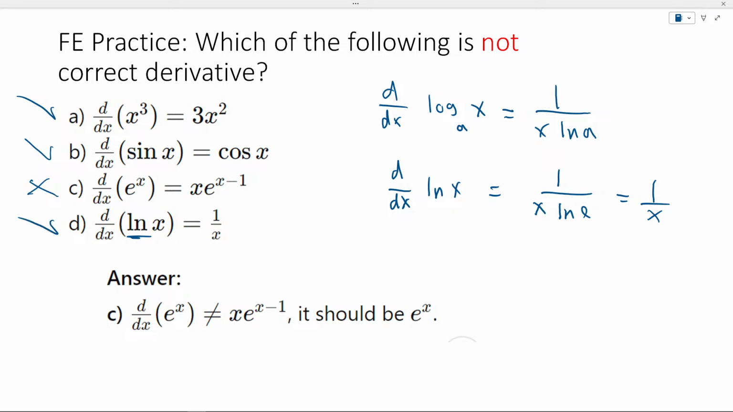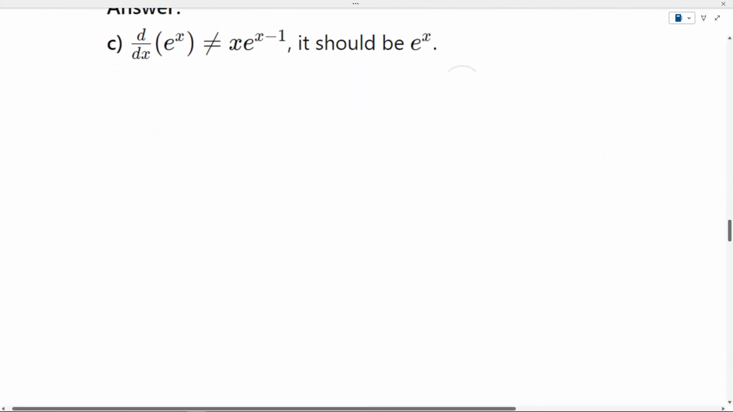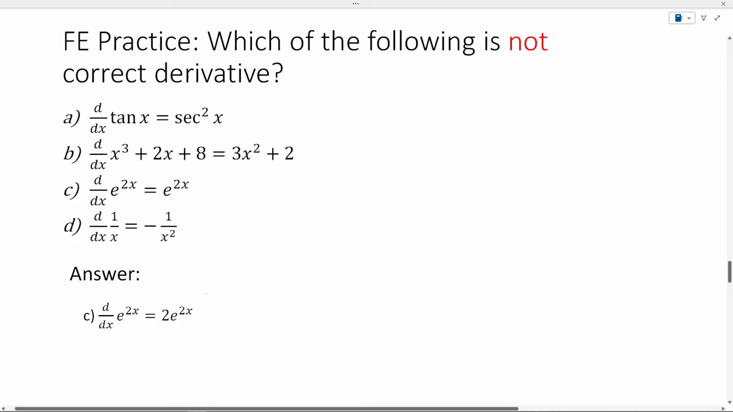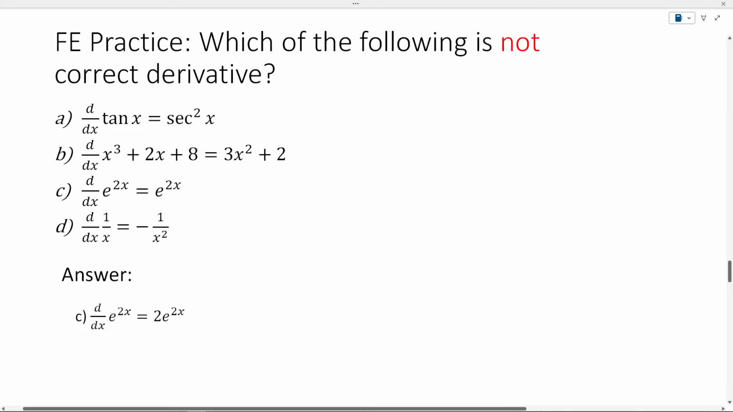Again, the wrong answer would be this guy. All of these are in the FE exam. You can get something similar, like one question. I mean, not the whole thing, just one question in the exam might look something like this. Okay, let's do more of these guys.